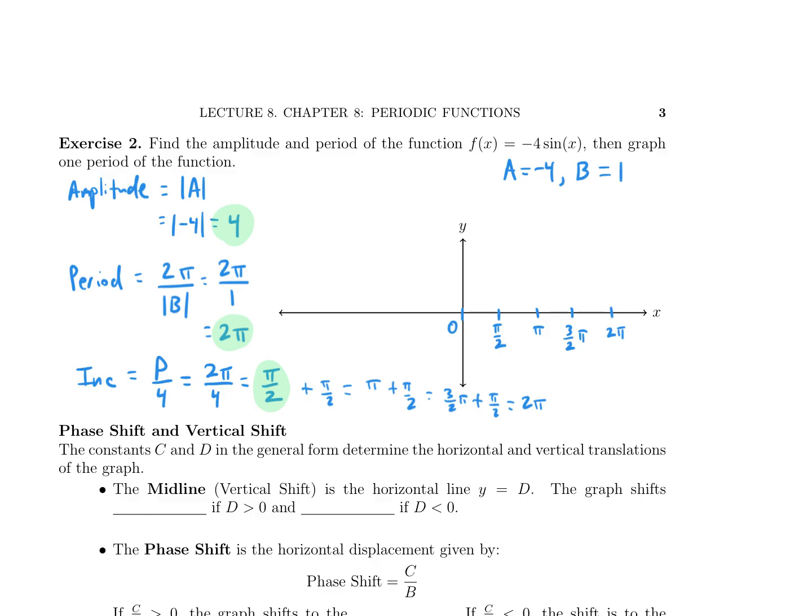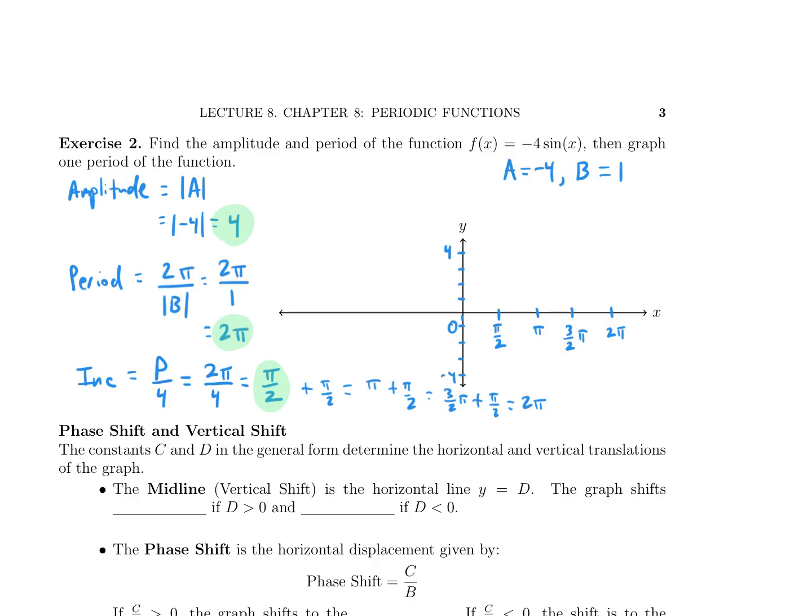Since the amplitude is 4, we've got to go up 4 tick marks: 1, 2, 3, 4, and down 4 tick marks: 1, 2, 3, 4. So -4, +4.